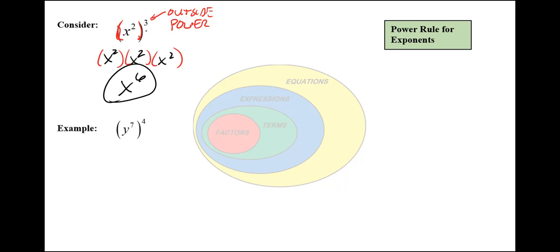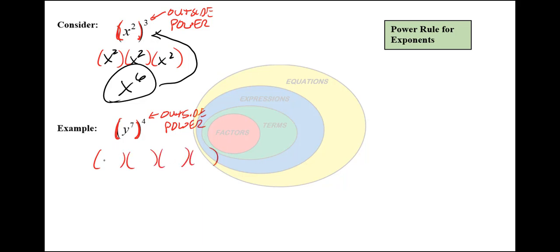So what I want to try and do is figure out how I can use the exponents in the original problem to come up with our answer. So let's try another one. Again, we see the same situation. We have inside parentheses, and we have this outside power. So if we apply the outside power, that would give us 4 copies of y to the 7th. So we'd have 4 factors, 4 repeated multiplications of y to the 7th.